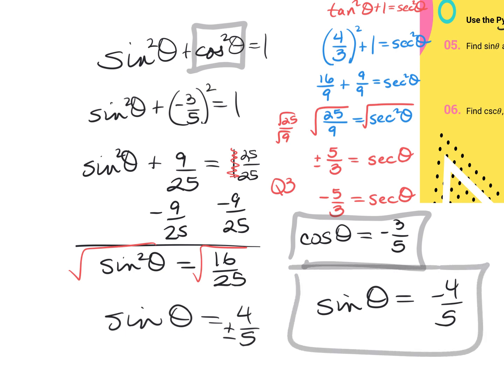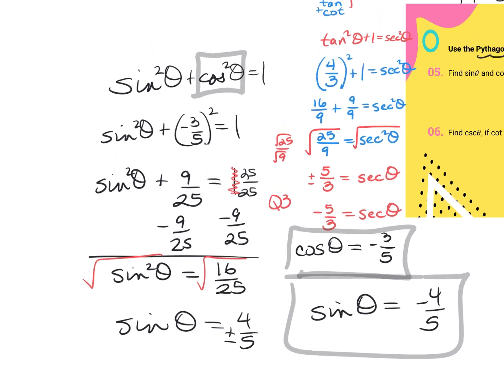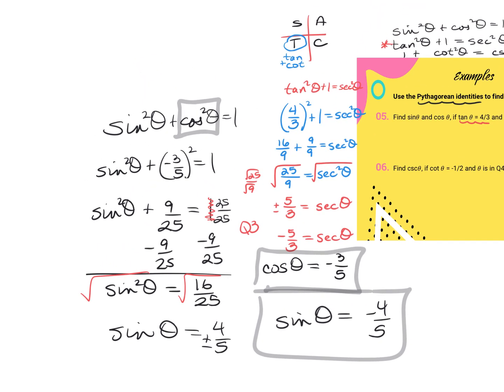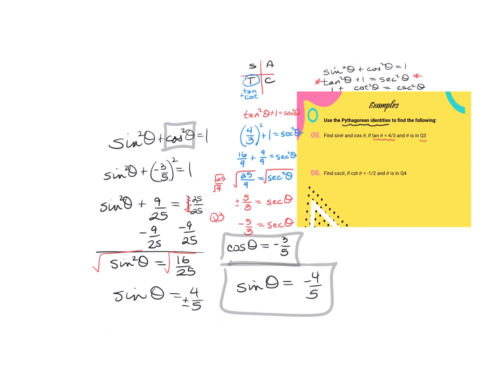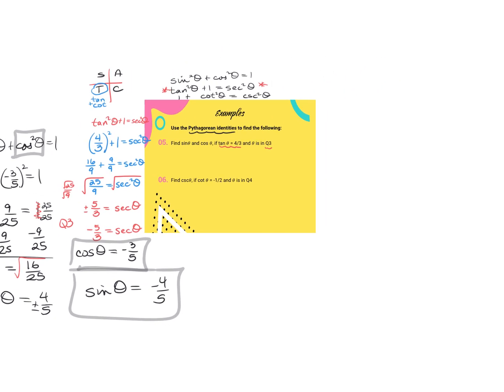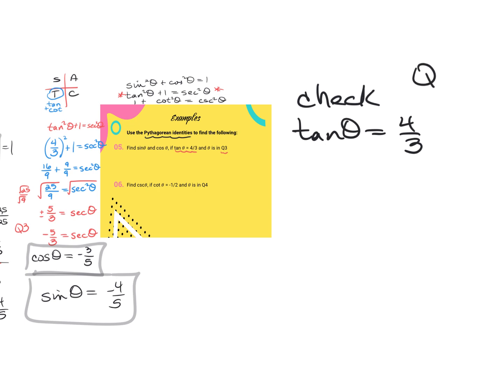You must use the identities to solve this question on the quiz on Wednesday. Now I'm going to show you a shortcut you could use to check your answer. So what you can do to check your answer on the quiz is, remember, they gave us tangent of theta was equal to 4/3. Remember, and we're in quadrant 3.